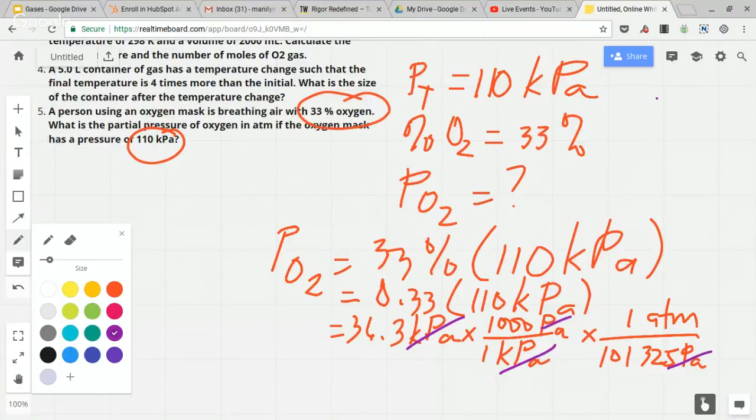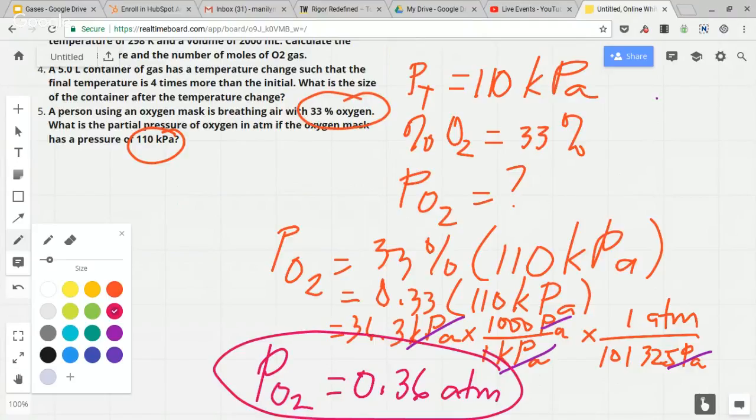I hope that you bear in mind what are the values of your conversion factors so that you will find it easy to convert. You may just convert it right away in your calculator, so that you can get the answer fast and accurate. So putting all that in the calculator, you would get the final answer in 2 decimal places, 0.36 atmosphere. So that is the partial pressure of O2.